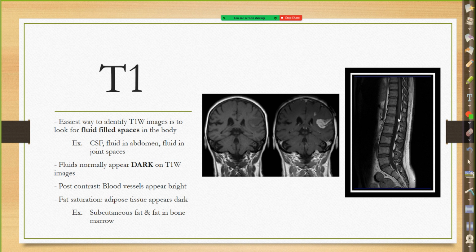I might have missed this, but with the fat sat, the adipose tissue appears dark. Can you explain that? I thought fat appeared bright. Yes, yes. So this is not fat satted. None of these images are fat satted. But the bullet at the bottom that says fat sat adipose tissue appears dark. So is that like a different problem?